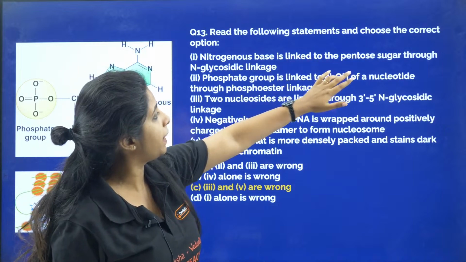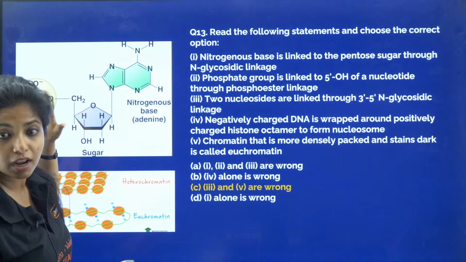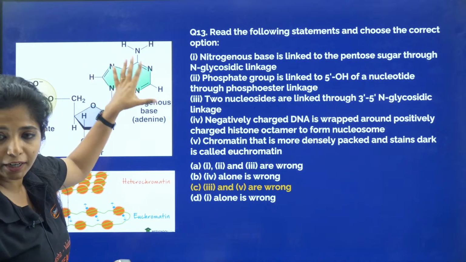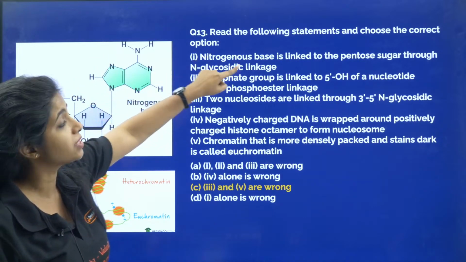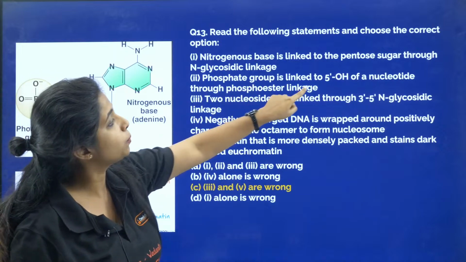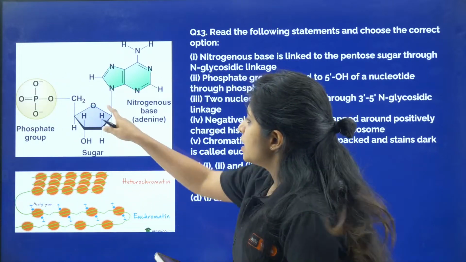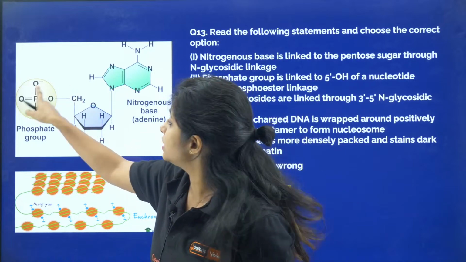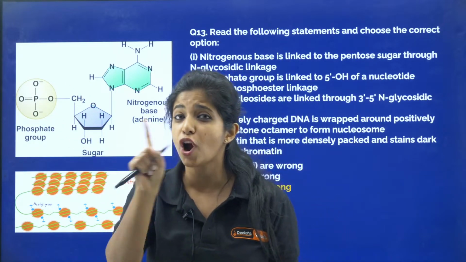Read the following statement and choose the correct option. Nitrogenous base is linked to the pentose sugar through N-glycoside linkage. My dear children, this is the pentose sugar, 5-carbon sugar, and it is linked to the nitrogen base with the help of a bond. This bond is known as N-glycosidic linkage. This is absolutely correct. Now, phosphate group is linked to the 5-OH of nucleotide through phosphoester linkage. Remember, over here, on the 5th carbon, it is linked to a phosphate, and this bond is known as phosphoester linkage, not diester.